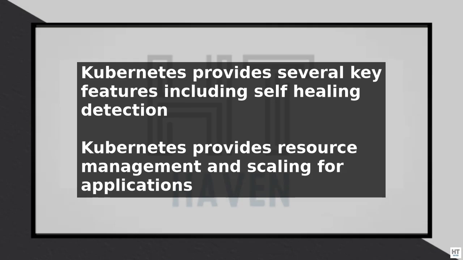Best practices for using Kubernetes include defining applications using configuration files and submitting them to the API server, using persistent storage to store data, and using service discovery to manage access to applications.